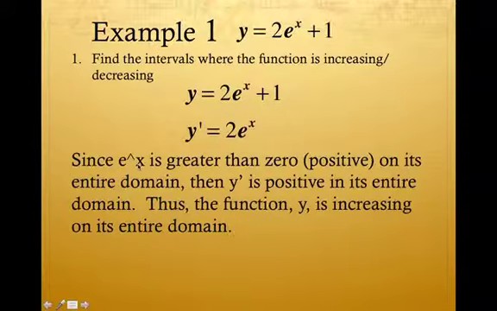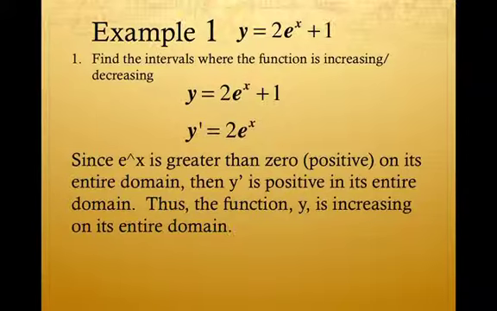functions. Okay, so question one, find the intervals where the function is increasing or decreasing. That involves the first derivative. And so we take the first derivative of our function and we get this. And something that we should notice is since e to the x is always positive, that means this function is always going to be positive, which corresponds to an increasing function on its entire domain. So we've got an increasing function here.